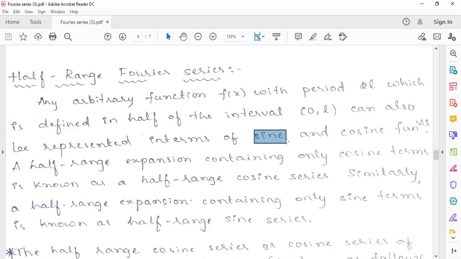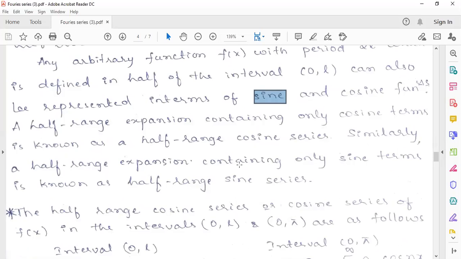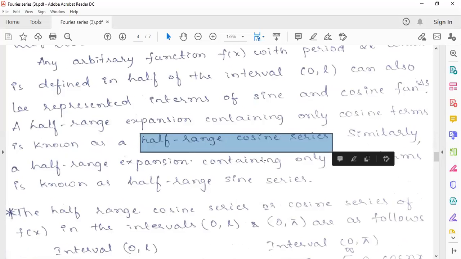If you are expressing the function in terms of only cosine functions, then we call that a half range cosine series, or simply a cosine series. If you are expressing it in terms of sine functions, then we call that a half range sine series, or simply a sine series.